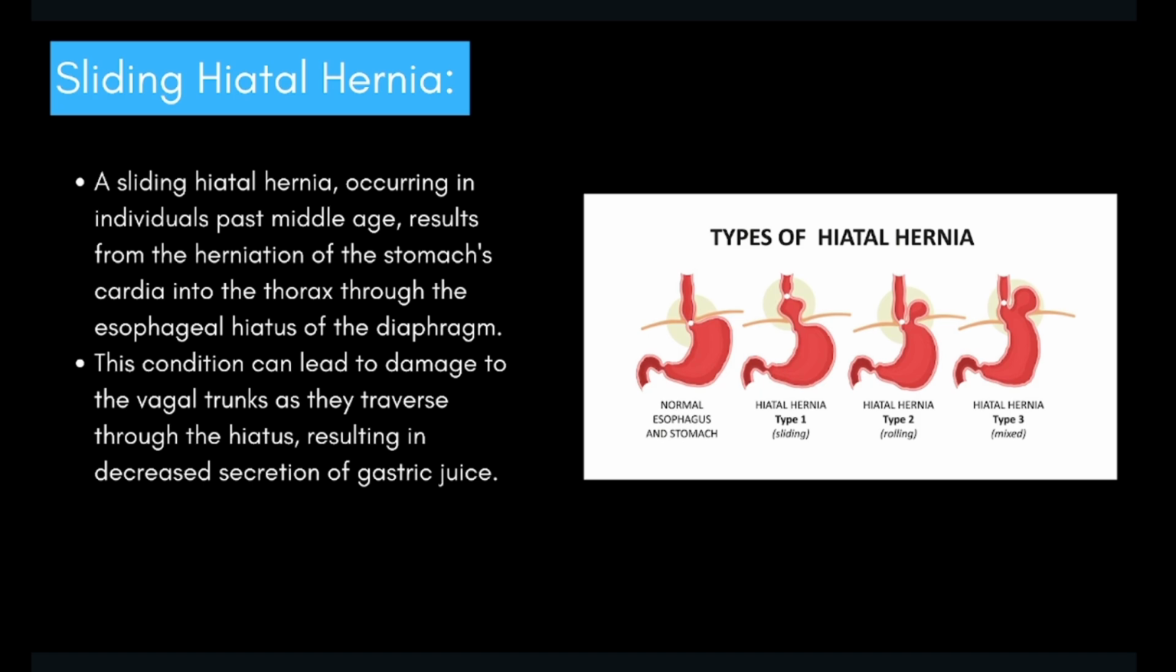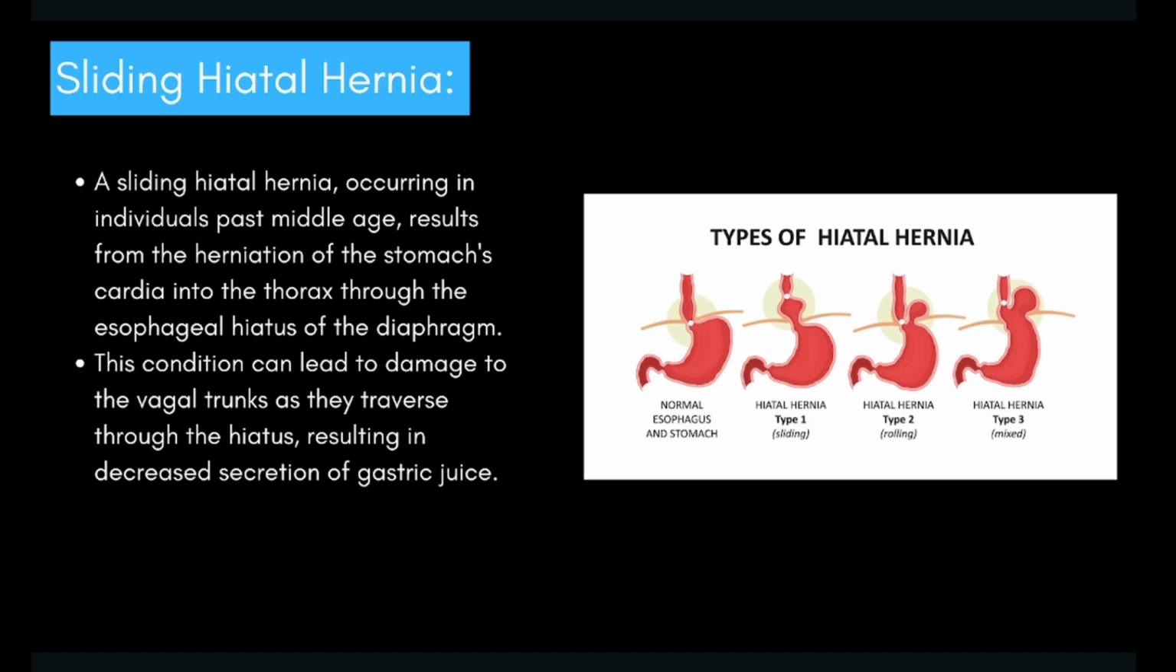Next, I'd like to talk about sliding hiatal hernias. A sliding hiatal hernia occurs in individuals past middle age and results from the herniation of the stomach's cardia into the thorax through the esophageal hiatus of the diaphragm. This condition can lead to damage to the vagal trunks as they traverse through the hiatus, resulting in decreased secretion of gastric juice. I have a picture to the right here that showcases different types of hiatal hernias.